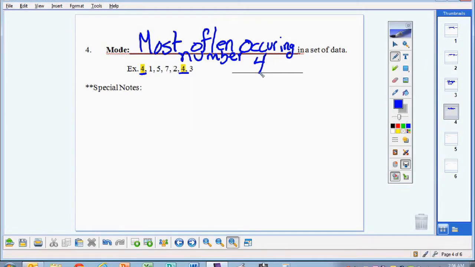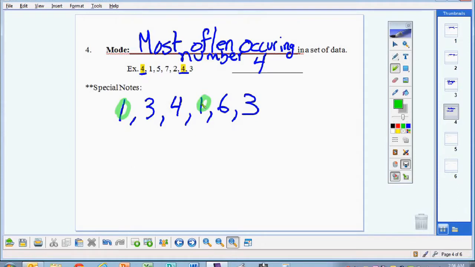However, if you have a set of data, we'll take this example, you can see that we have the number 1 appear twice, and we also have the number 3 appear twice. In that case, the mode would be 1 and 3 because they both appear the same amount of times more than once.